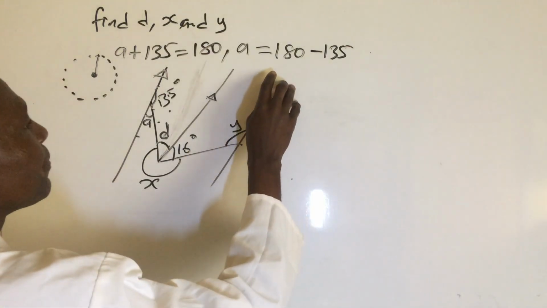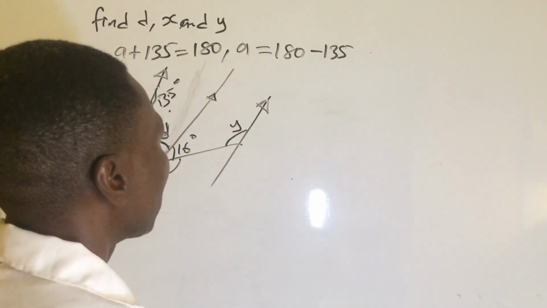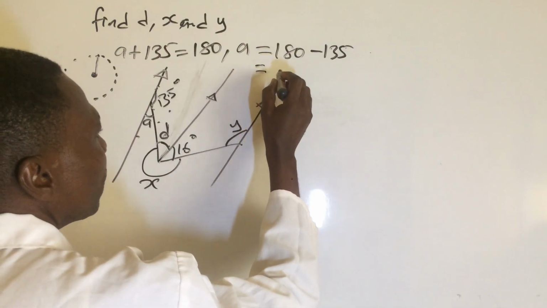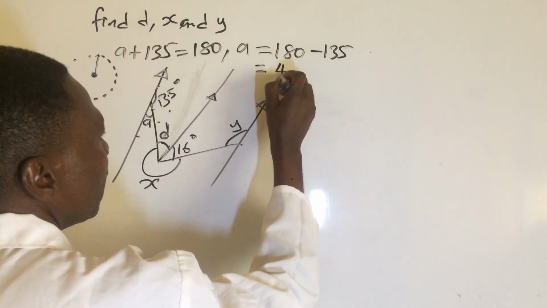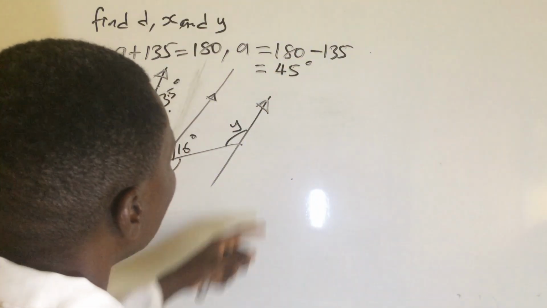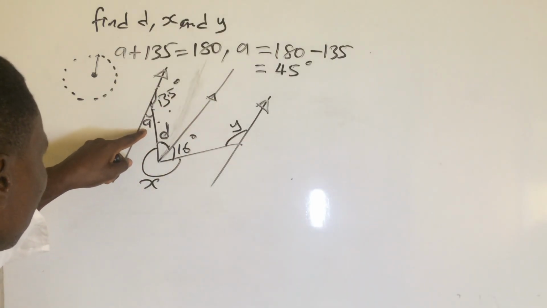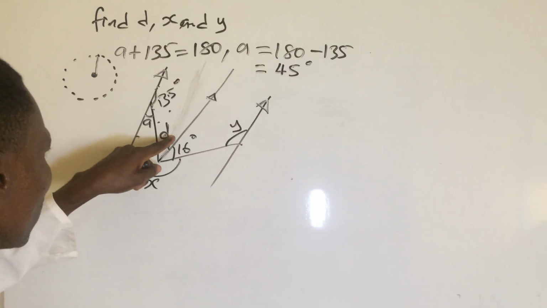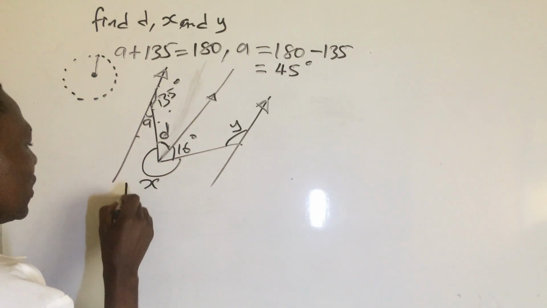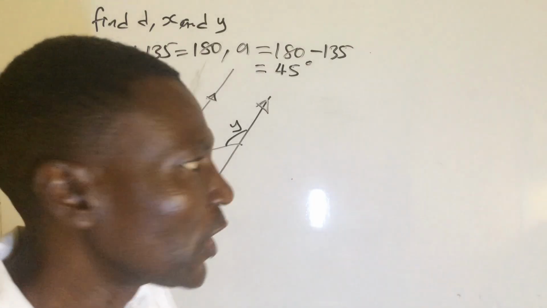Now, when we subtract 135 from 180, what is the final answer? The final answer of A will now become 45 degrees, okay? 45 degrees will now be A. So that means here will be 45 degrees. Since here it will be 45 degrees, D will also be 45 degrees. Reason: alternate angle. D will now be 45 degrees. Reason: alternate angle.